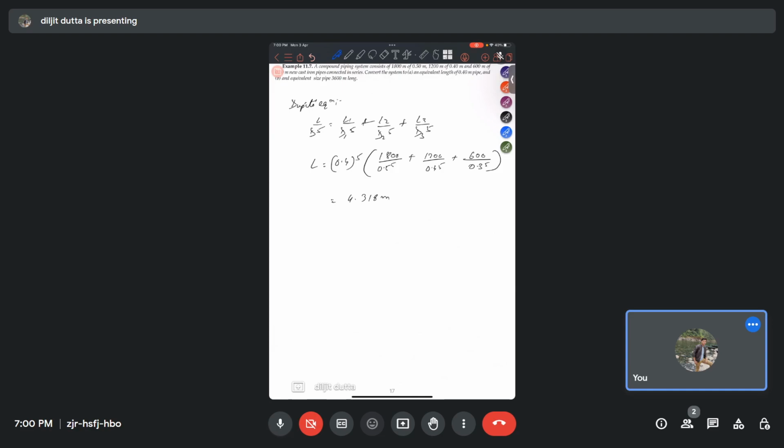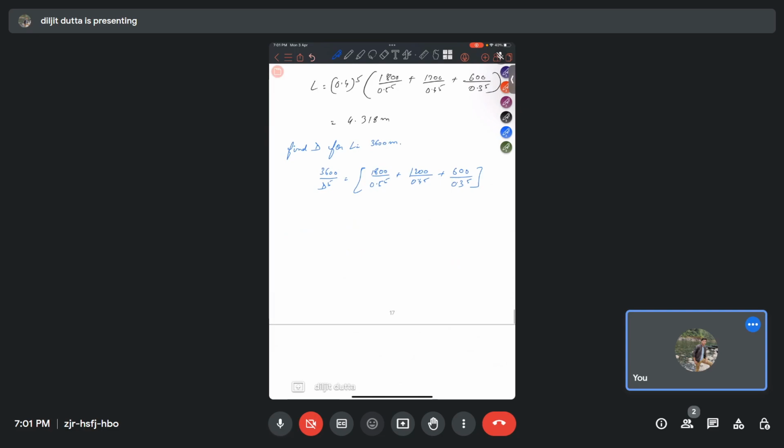Now to find D for L equals 3600, the total D will be coming as 0.39 meter. Okay, so this was the first question.